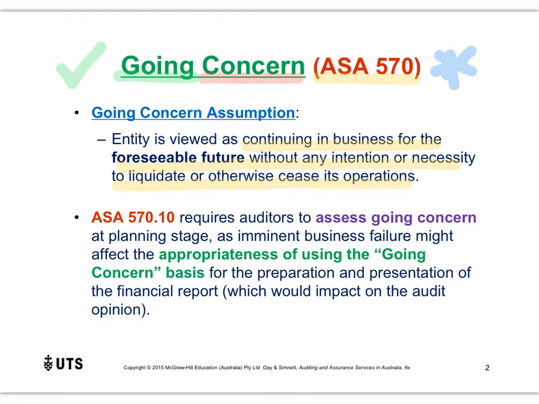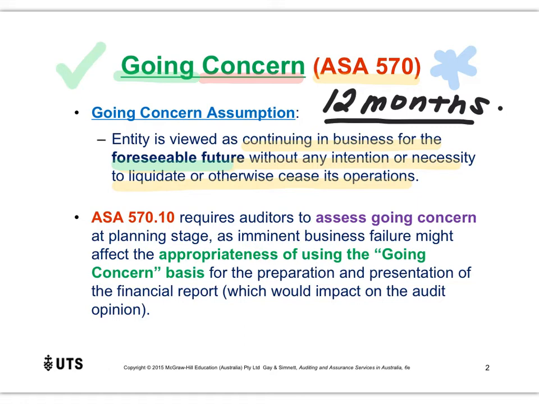Now, as I keep saying this future thing, this foreseeable future concept, please note, if you didn't know this, write it down. The future, the timeline that we're actually focusing on is 12 months. 12 months from the date that we sign our audit report. So this going concern assumption that we have is, will the business keep on going? Will it keep operating within the next 12 months? Will it continue operating for a period longer than 12 months after we sign our audit report?